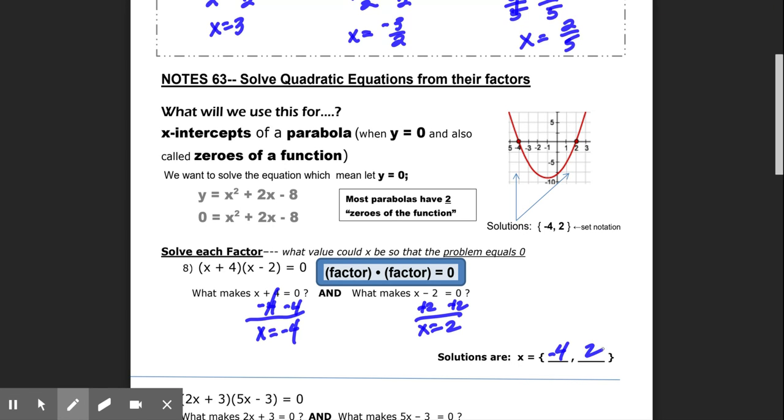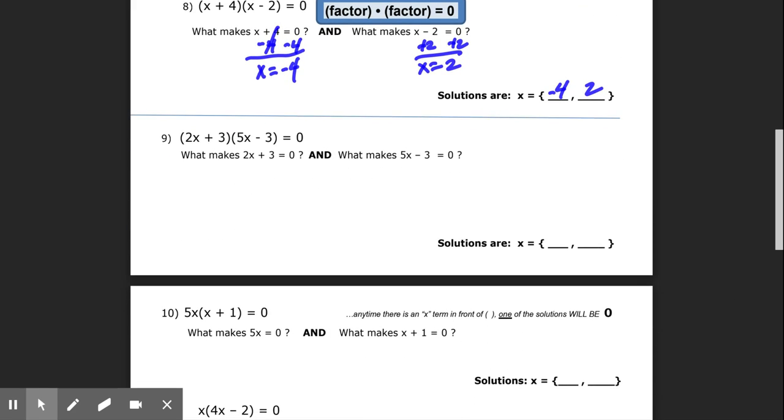So if you actually take this equation and put it into your calculator and graph it, when you see the parabola, it will cross through the x-axis at negative 4 and positive 2. But of course, we're going to show you by hand how you can find those intercepts. So let's take a look at problem 9. For 9, I've already given you the two factors.